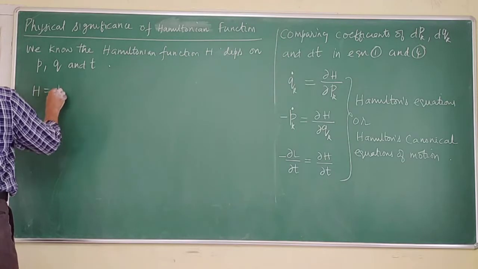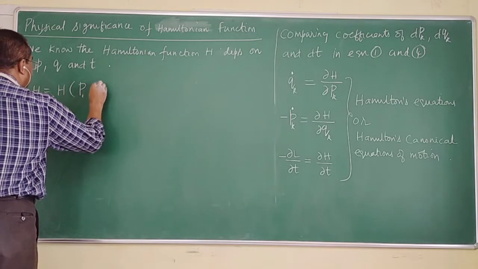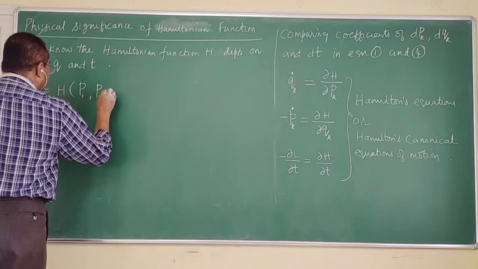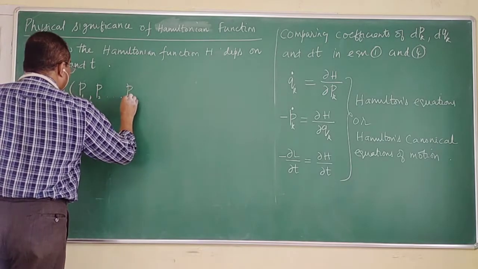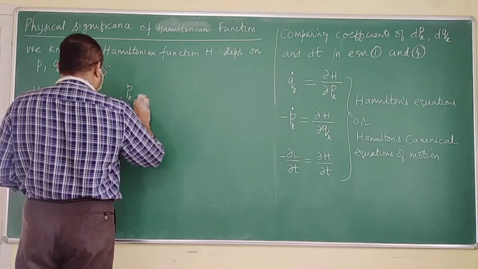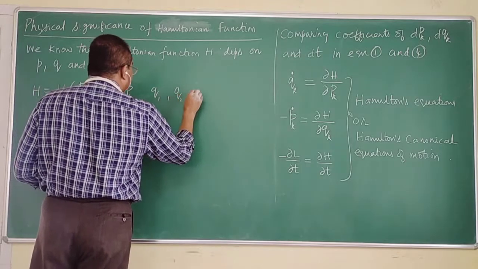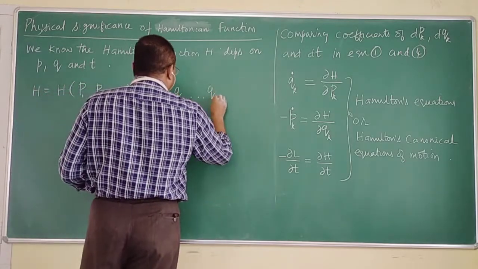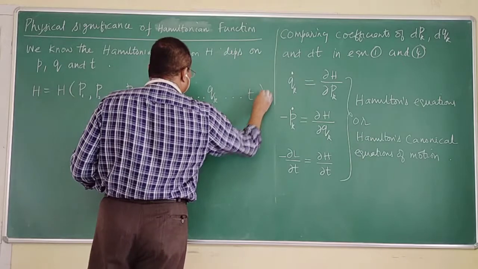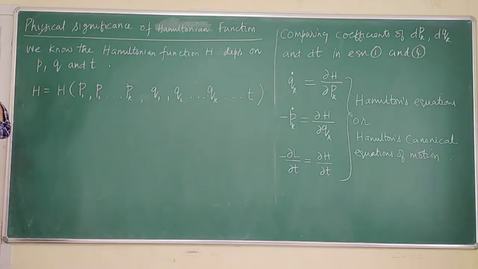H is a function of p1, p2, ..., pk, then q1, q2, ..., qk, and t. Is that okay to you? This we have already come across in the previous topic as well.